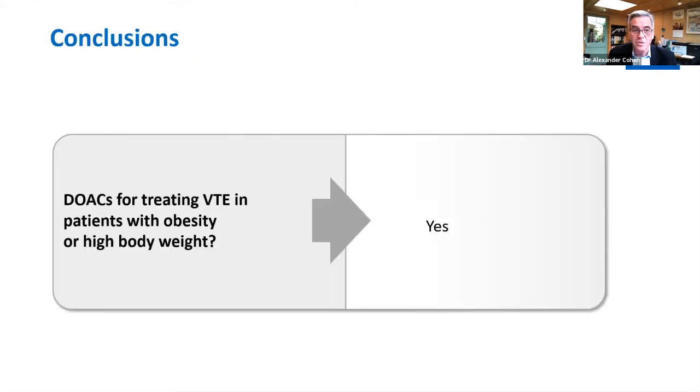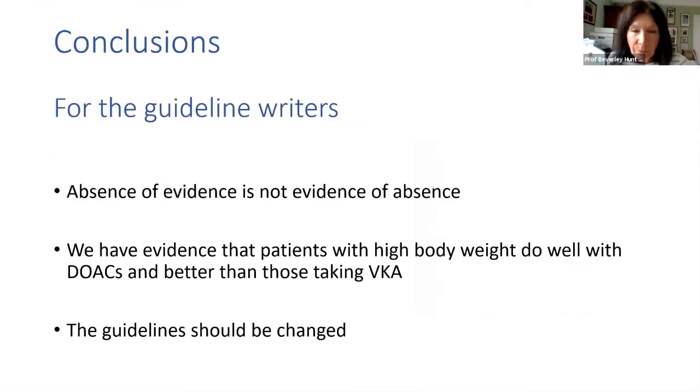So in conclusion, dear colleagues, DOACs for treating VTE in patients with obesity and high body weight, the answer, I think, is a resounding yes. And for the guideline writers, I want you to try and think that absence of evidence is not evidence of absence. And we have evidence that high body weight patients do well clinically with DOACs and better than those taking vitamin K antagonists. Please change the guidelines.